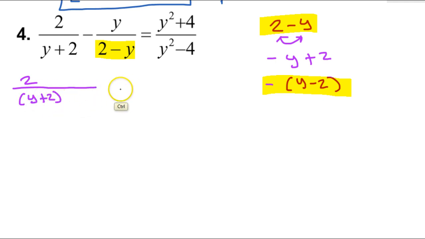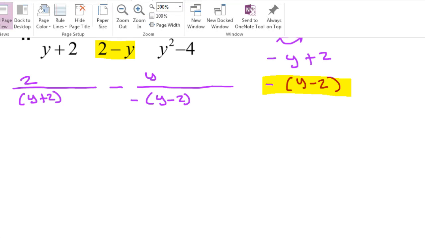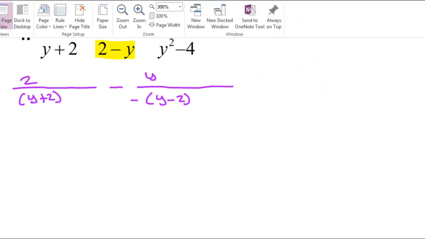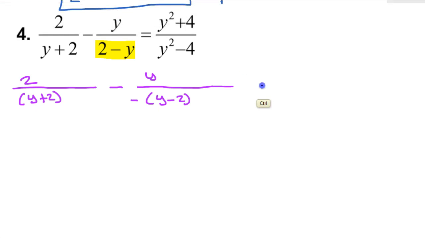All right, and I'm leaving a little bit of space. And then I have negative y over, okay, and this is negative y minus 2. Okay? I see I've got a minus negative here. I'm going to come back to that in a second. Interesting. But anyway, for now, I'm going to keep going.